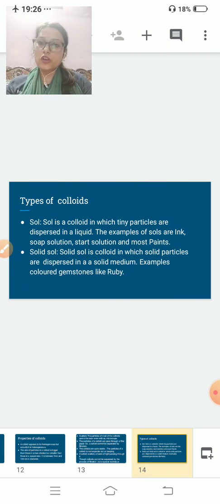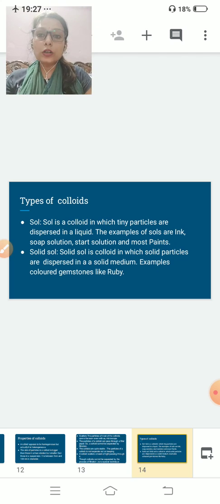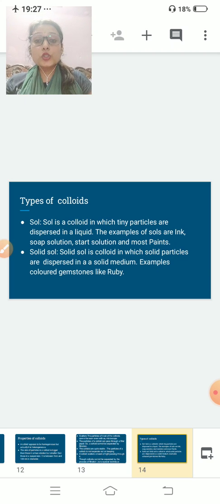Now, types of colloids. First is sol. Sol is a colloid in which tiny particles are dispersed in a liquid, and the examples are ink, soap solution, starch solution, and most paints. These are all examples of colloids. And which type of colloids are they? They are sol type colloids. Clear? Next, solid sol. Solid sol is a colloid in which solid particles are dispersed in a solid medium, like gemstones. Have you seen them? Colored stones. That is known as solid sol.